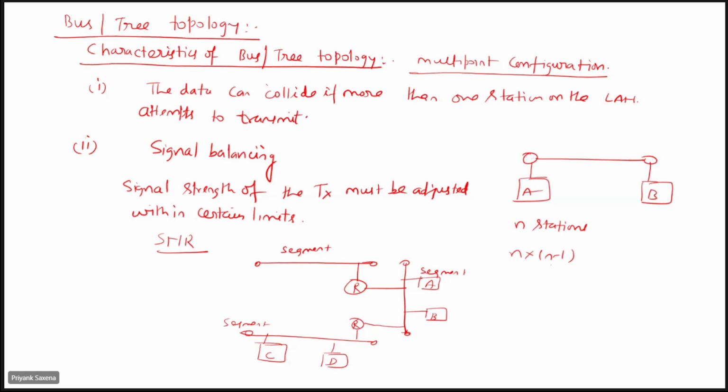Now we will talk about bus and tree topology. In bus and tree topology, data can collide if more than one station on the LAN attempts to transmit. That we know, that if multiple stations attempt to transmit, there will be a collision. Can you say what that is? Signal balancing.